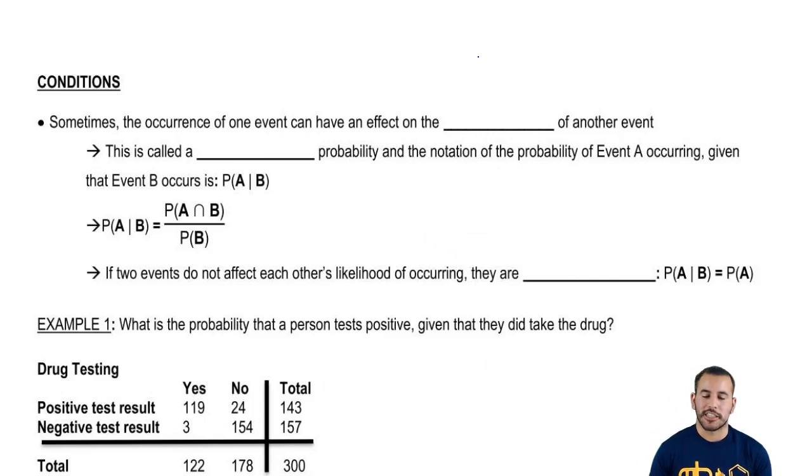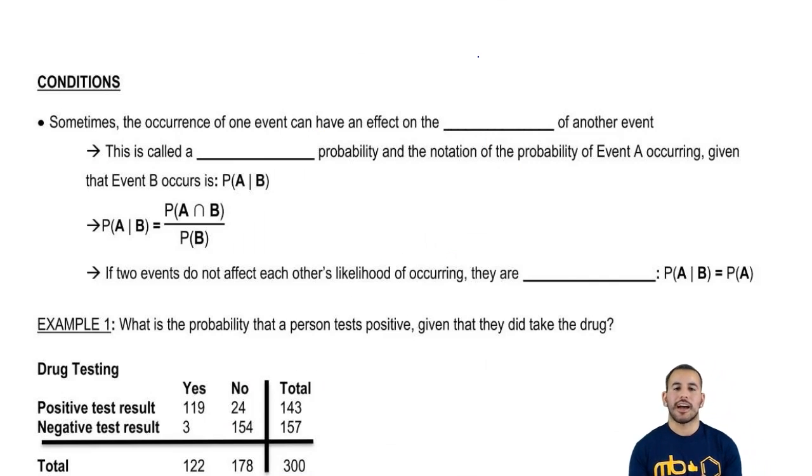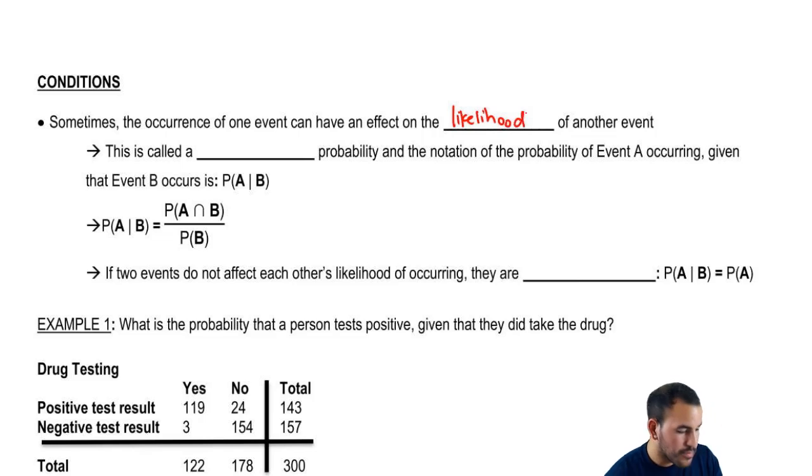So first things first, conditions. Like I mentioned before, we have these sort of subcategories of things we need to focus on. For example, joint and disjoint for addition rule. Now we're going to talk about conditions and conditional probabilities. So sometimes the occurrence of one event can have an effect on the likelihood of another event. This is called a conditional probability.